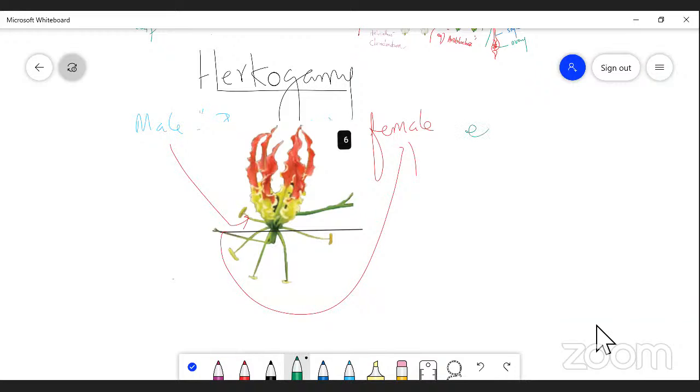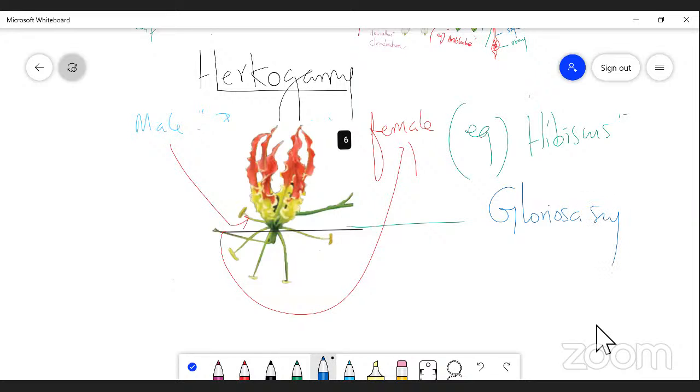Particularly, I can say in a hibiscus, Rosa sinensis. One more category, that is Gloriosa superba. This is a straight flower. Gloriosa superba is a flower in which you can see the arrangement of both male flower and female flower in different directions, right? That is hercogamy, right?